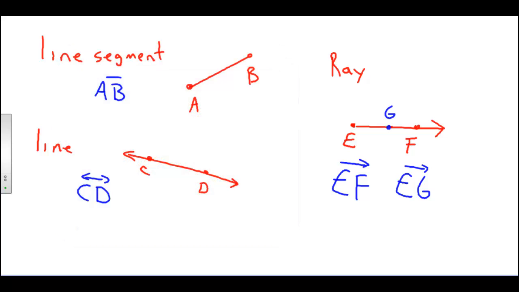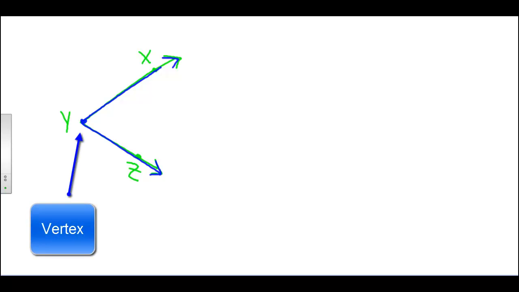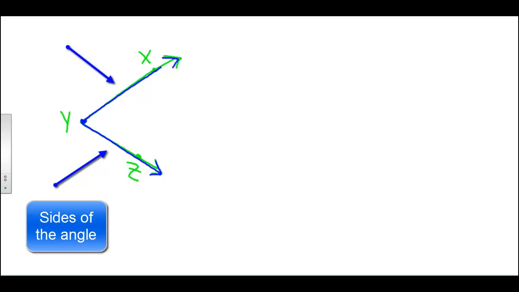Now that we know what a ray is, we'll be able to talk about an angle. And that's really our main topic here for today. An angle is really created by two rays with a common endpoint. In this particular example, I have two rays, ray YX and ray YZ. They have a common endpoint at Y. That common endpoint is called a vertex. The two rays are called the sides of this angle. So ray YX and ray YZ are sides.